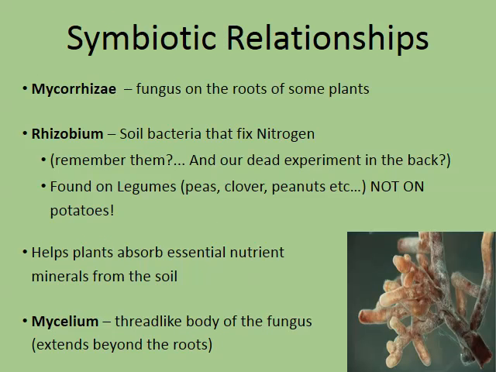Symbiotic relationships, we did a bit with that when we did the nitrogen cycle. You have mycorrhizae, which are fungus on the roots of some plants, which are different from rhizobium. So rhizobiums are soil bacteria that specifically fix nitrogen. Okay, remember our peas, clovers, peanuts, all of these legumes, not potatoes. I don't know why everybody always wants to say potatoes, but potatoes are not legumes. They do not have rhizobium on them.